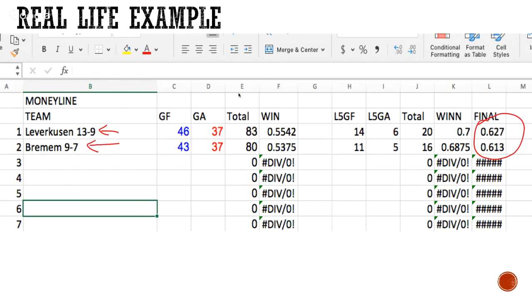But this is why you have a stat model, because if you look where it says last 5 goals for and goals against, Bremen, they were playing pretty well. They scored 11 goals and gave up 5, so really good defense. So what we do now is, again, I'm going to show you this money line conversion. So power ranking, Leverkusen is 62. Bremen is 61. So we have to convert those into money lines.